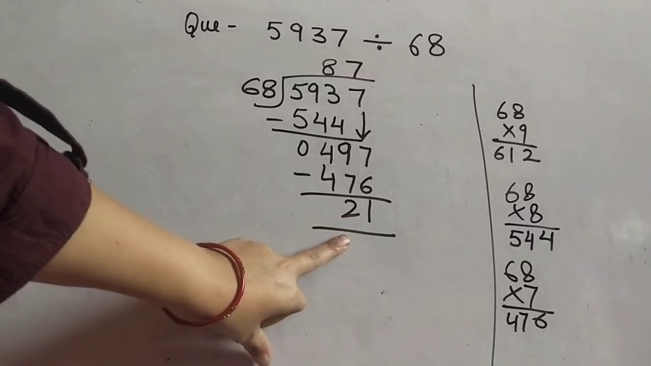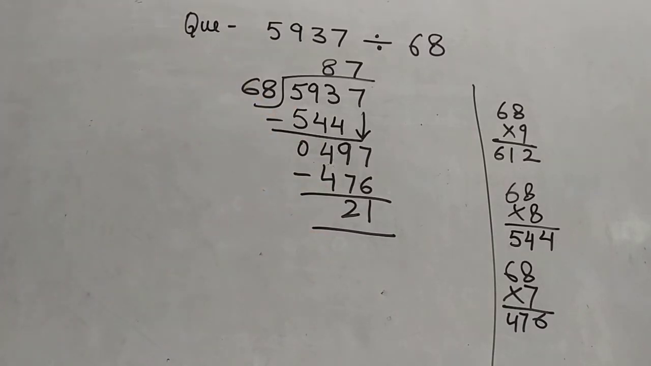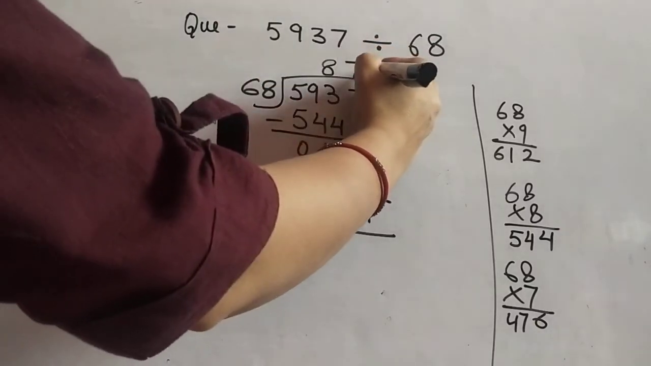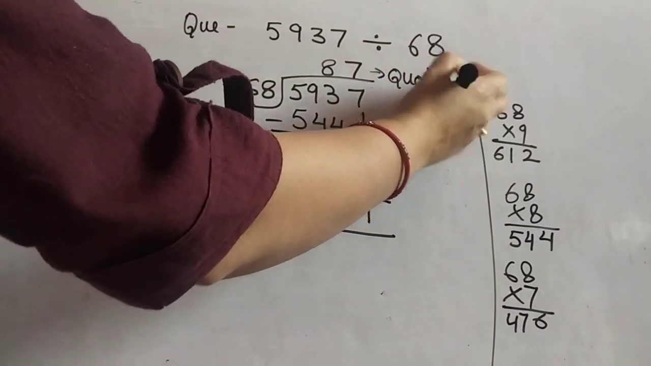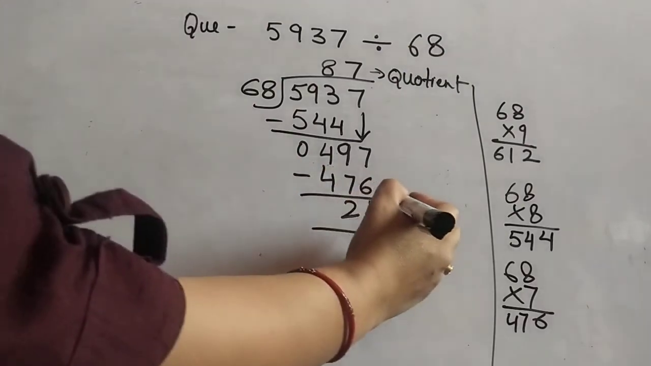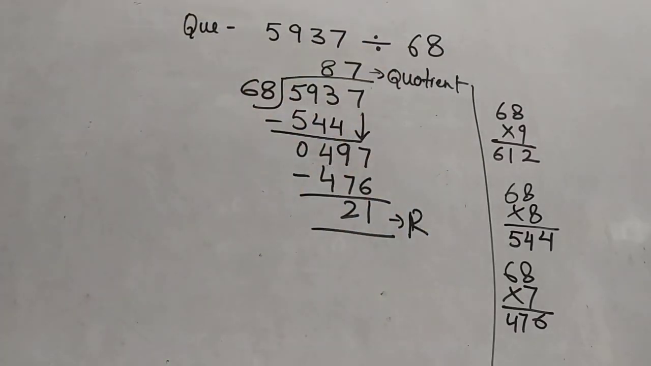And the rule is the remainder should always be smaller than your divisor, which is 21 is smaller than 68. So in this question, the quotient is 87 and the remainder is 21.